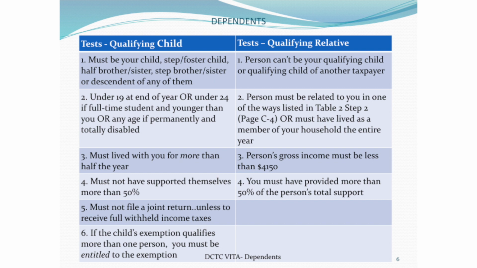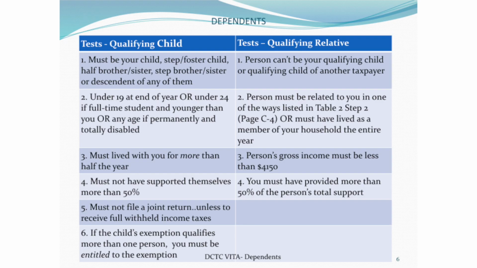Number 3, the qualifying relative must not have gross income of more than $4,150. The income must be less than $4,150. And number 4, you must have provided more than 50% of that person's total support.